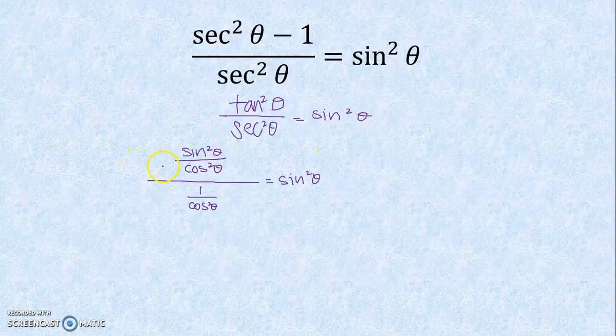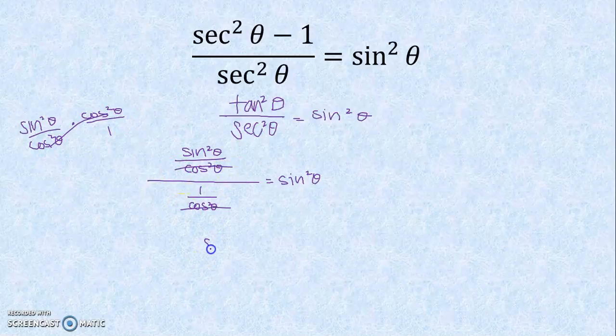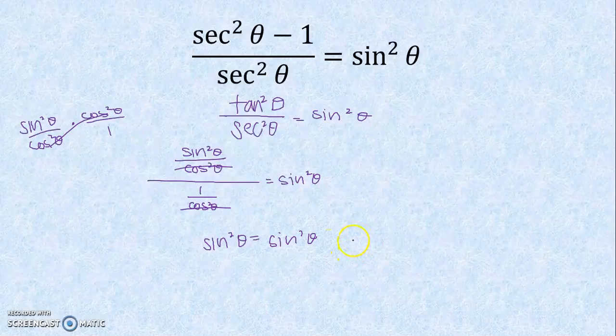If it helps, when you do this, rewrite it over to the side so that you have sine squared theta over cosine squared theta. And instead of dividing by 1 over cosine squared, that's multiplying by cosine squared over 1, and that might help you see that your cosine squareds cancel. You might be able to see it here. But I am left with sine squared theta equals sine squared theta. Now that my left side equals exactly the same thing as my right side, I am finished.